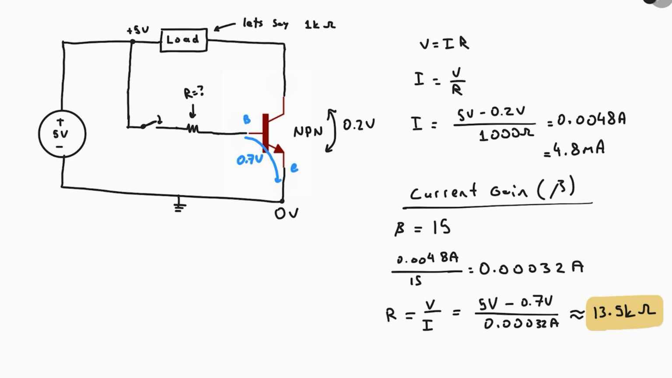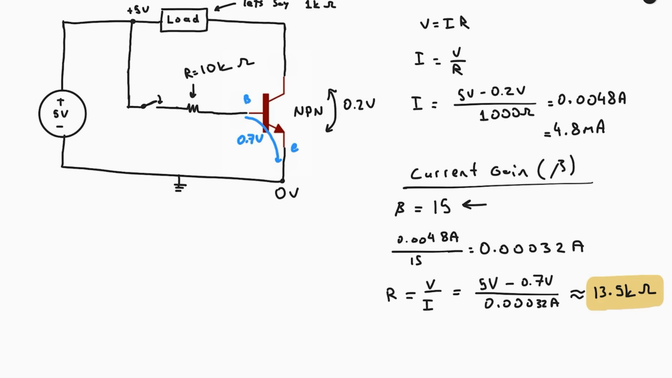But there is also a catch. You wouldn't want to pick a 13.5 kilo ohm resistor. You would most likely pick 10 kilo ohm. We pick 10 kilo ohm because we want to give more current, just in case there is some fluctuation in the current gain value provided by the manufacturer. So they say 15, but maybe it's actually 12 or 17. So we give more current to just make sure the transistor is fully saturated.